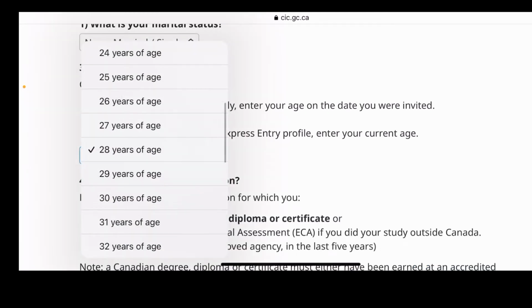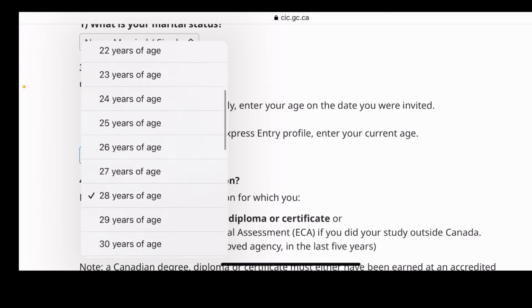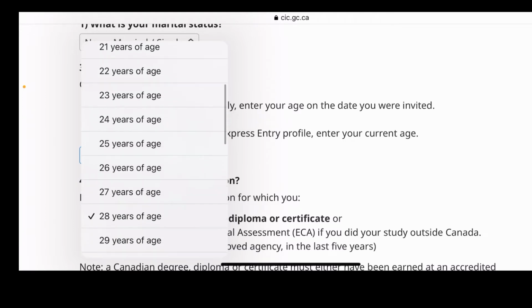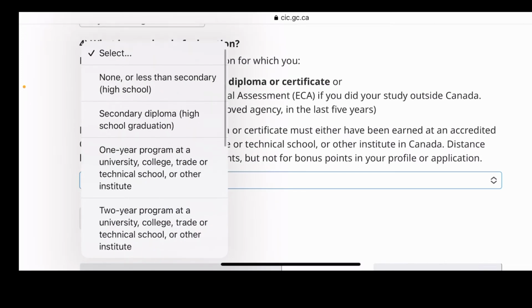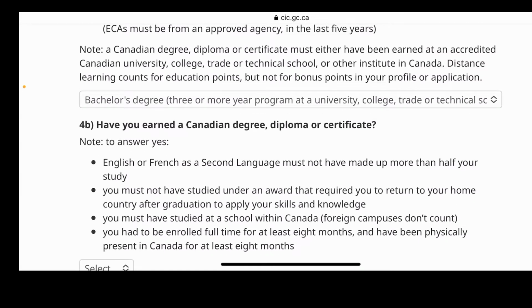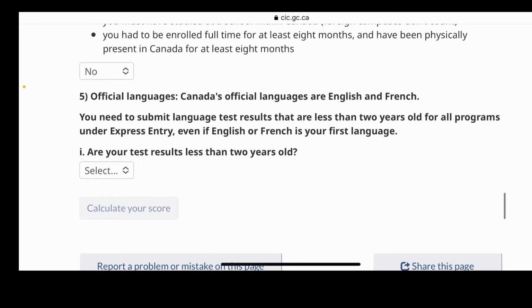Again, we can see here that there are various ages starting from 17 years, up until 45 years or more. But it's important to know that different ages attract different scores, just like we said. But we'll just say 28. What is Tola's level of education? Let's say Tola has a bachelor's degree, the usual bachelor's degree that we have of 3 years or more in a university. Question 4 here says, does Tola have a Canadian degree or diploma or certificate? No. All right, and then we have official languages.